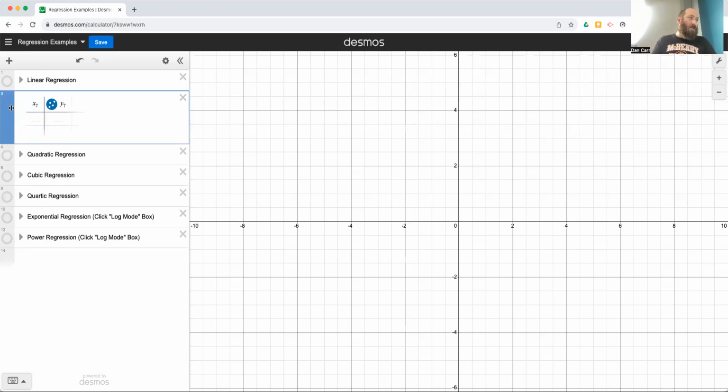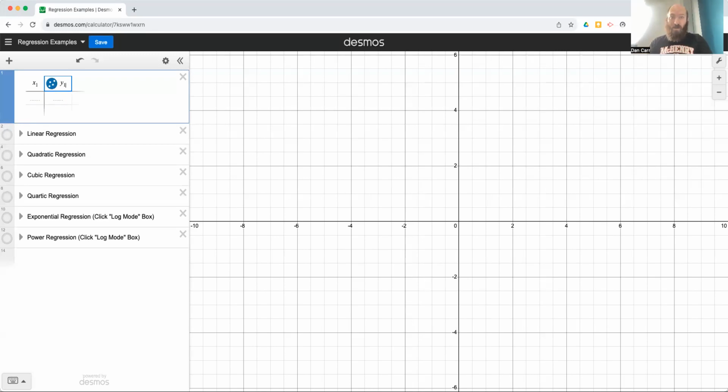Okay, whoops, let's move this up here. You don't normally have to do this. When you just create the table, it should automatically be x1 and y1. Okay, so I'm going to do this in a way so that I can have that x1 and y1 just like that right there, whatever your numbers are.